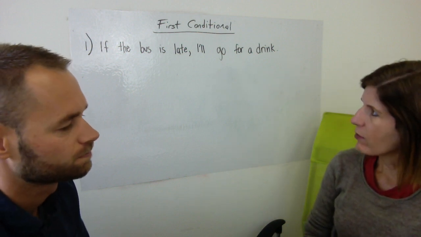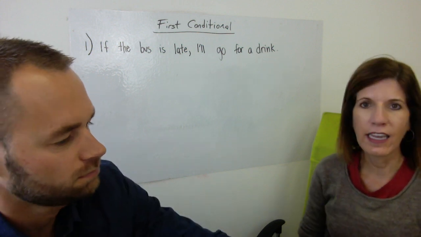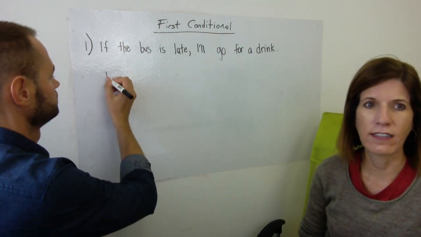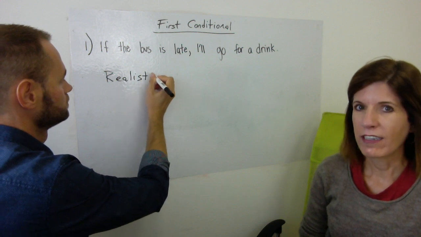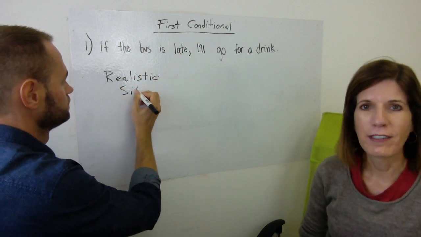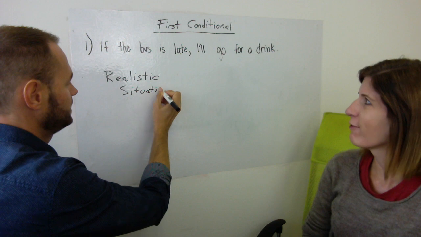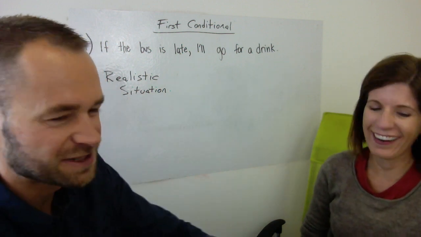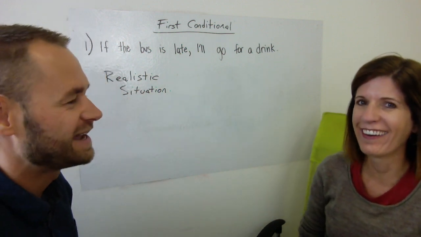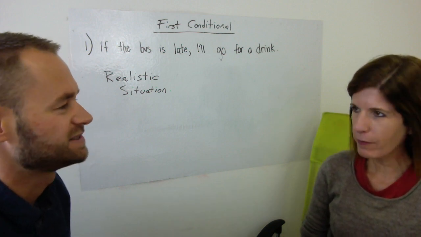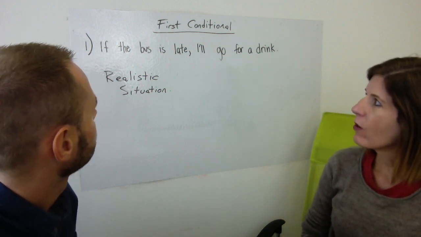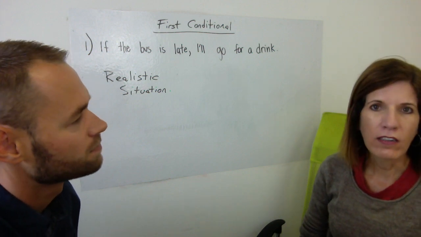So if we look at this example here, we say if the bus is late. This is our if clause. It's definitely realistic that the bus is late. So anybody who is a public transport user would know this for sure. It's debatable in some parts of the world, depends where you are. But generally, yes, it's true in most cases, isn't it? Yeah, exactly.